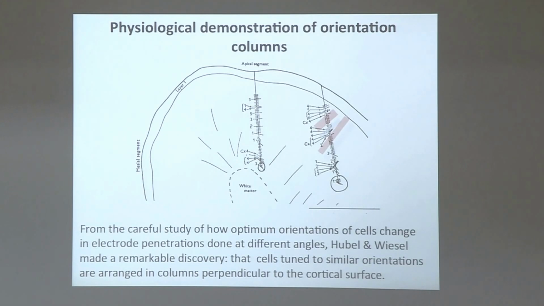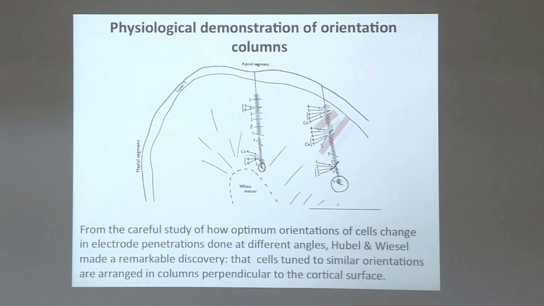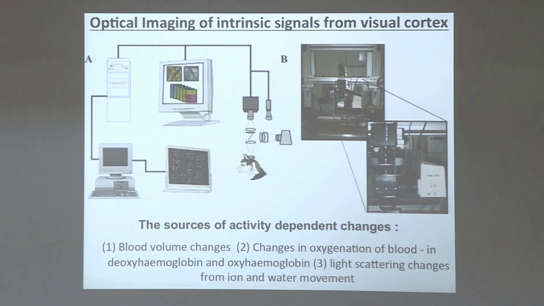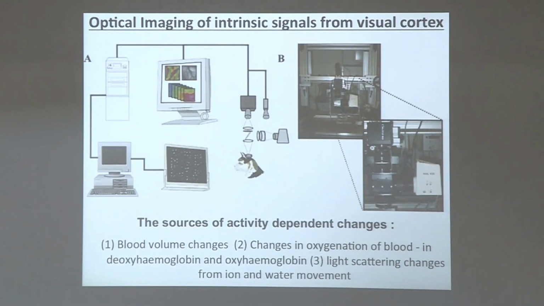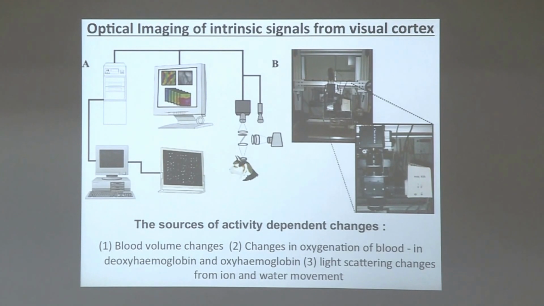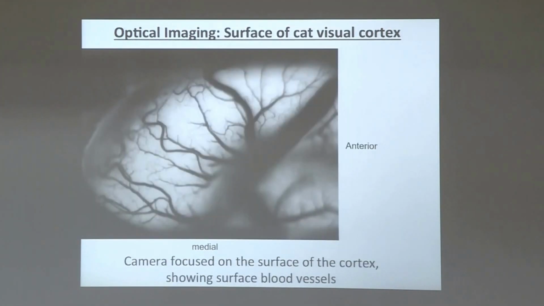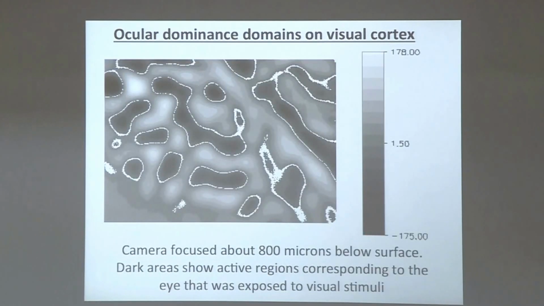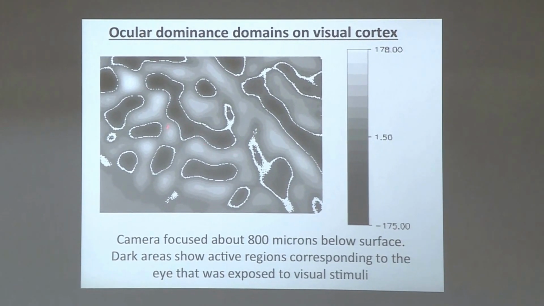From this, just by recording from single electrodes, they concluded that there must be cortical columns going perpendicular to the cortical surface. Nowadays, we have other techniques, like the one that Birkenka showed yesterday, two-photon imaging, or a much easier technique, optical imaging. When a group of neurons are active, there are blood volume changes and changes in oxygenation of the blood. All this can be captured by a camera, and this is a cat cortex from a lab, where you can actually record the activity. Some areas which are more active will show up like that, literally.